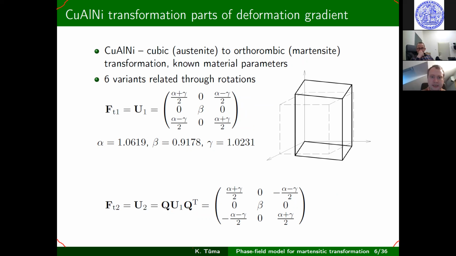What is important is that the transformation from the cube to this orthorhomb is measured, and it is given by a known matrix called the transformation strain, and it contains just numbers. So it is a given matrix. There are six of these matrices saying how austenite transforms to six variants of martensite. And this is just saying that there is a relation between these matrices. They are just rotated.